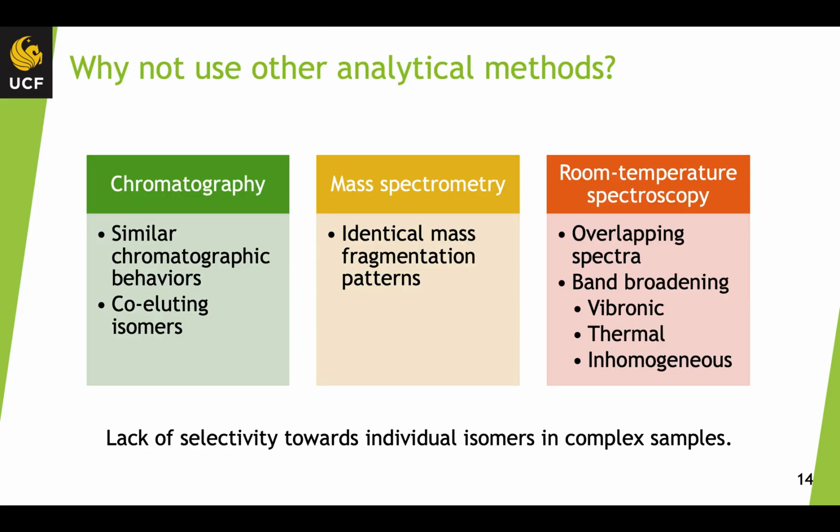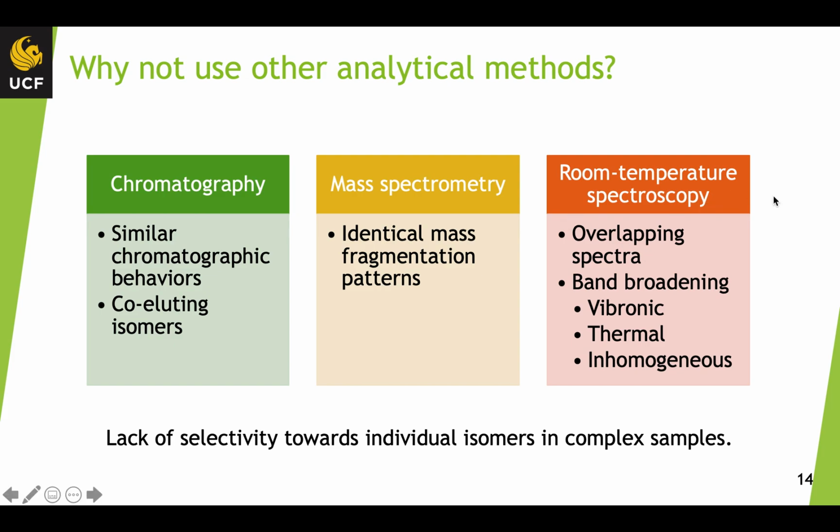Why can we not do this with the other analytical methods? Chromatography is challenged by similar chromatographic behaviors between these isomers, and we do experience co-eluting isomers in this case. As far as mass spectrometry, since they are structural isomers, there are virtually identical mass fragmentation patterns, and therefore we cannot identify specific isomers.